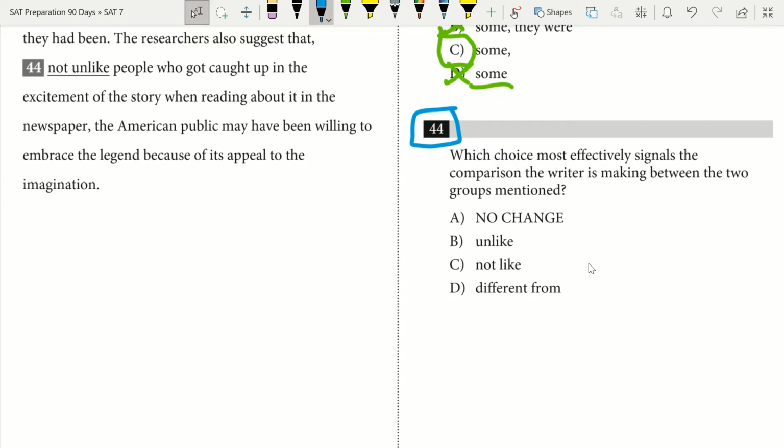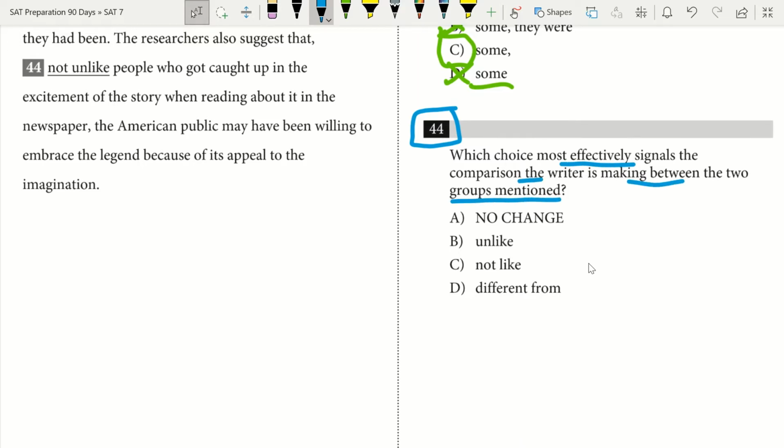I call it the trump card trick, right? Now, it's not dealing with anything with Donald Trump, but it's called the trump card trick because this kind of trumps everything else, right? So generally, if we're looking at which choice most effectively signals a comparison the writer is making between two groups of people mentioned, right?